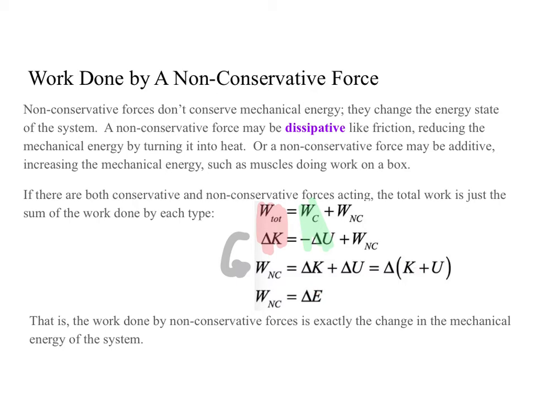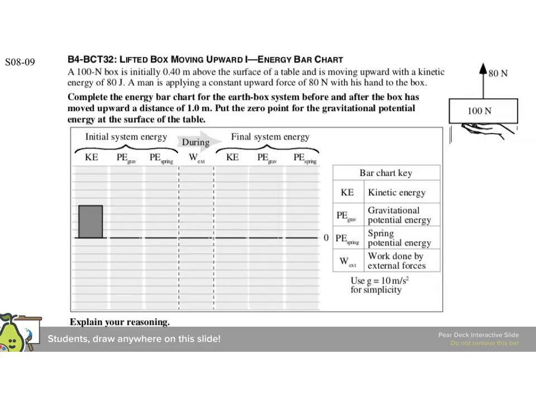So we end up with the very important result, and stated earlier, that the work done by non-conservative forces is the change in the energy state of the system. That's how we change the energy in the system. And vice versa, if we see a change in the energy state, there must be at least one non-conservative force doing work. So to see how this plays itself out here, let's do an energy bar graph.